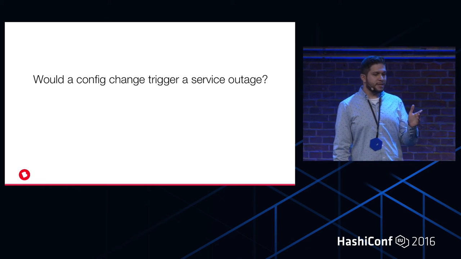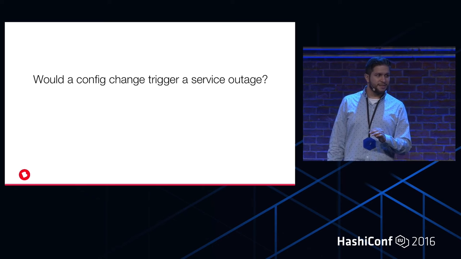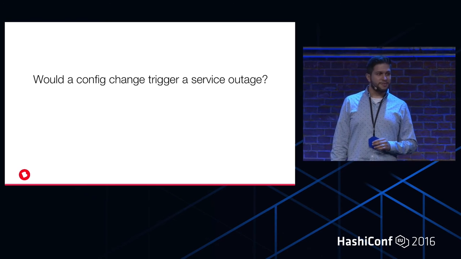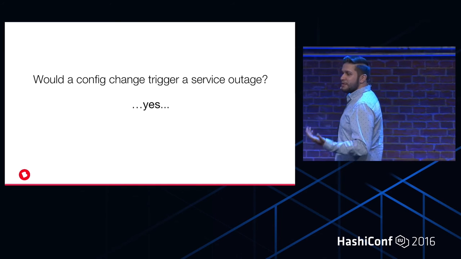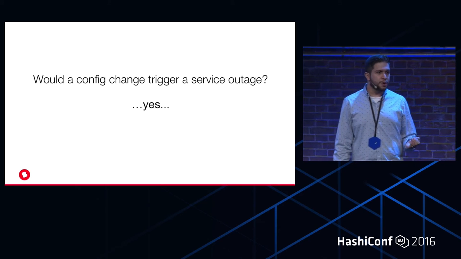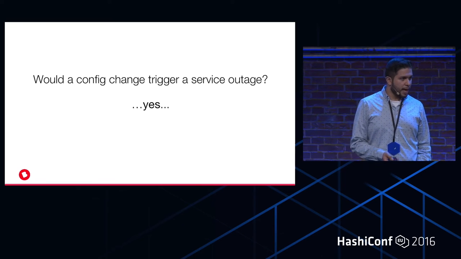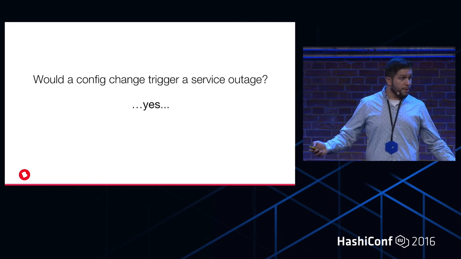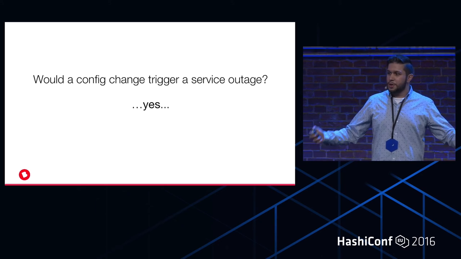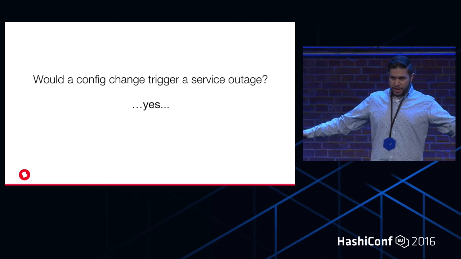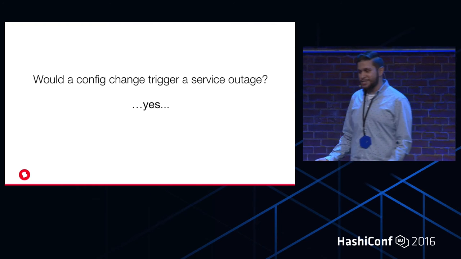So a quick pop quiz. Hands up if you think a config value change would trigger a service outage. Some of you. So the answer is yes, it would. For services that are written in Node.js or Go, a restart is very quick. But for services that we were running on the JVM, restarts could take 30 seconds or a minute. And because Consul template was watching the same tree for all these instances, when it noticed the change, the restart went at exactly the same time. And that, of course, brought the service down, which led to outages.